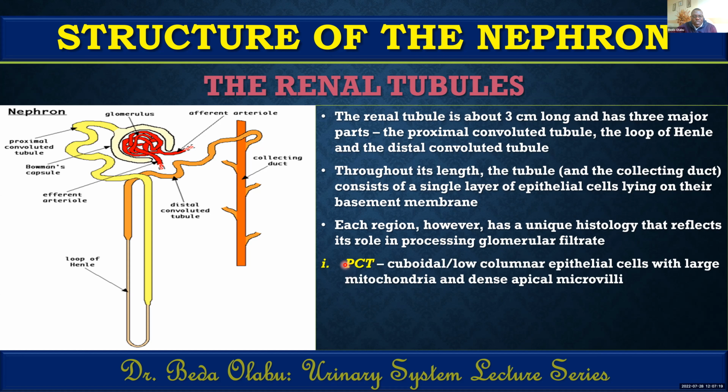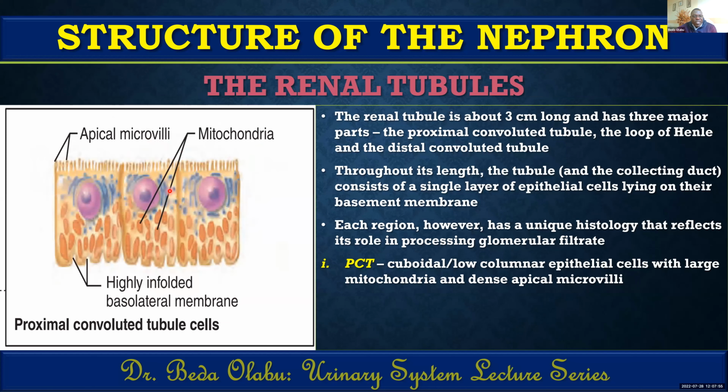Let's start with the proximal convoluted tubule. Yes, it is true that the proximal convoluted tubule has one layer of epithelial cells, but what is the structure of these epithelial cells? They're largely cuboidal cells. These cells have a lot of mitochondria within them, reflecting how active they are metabolically. And they have numerous elongated microvilli, which gives the cells of the proximal convoluted tubule a very definite, thick brush border.